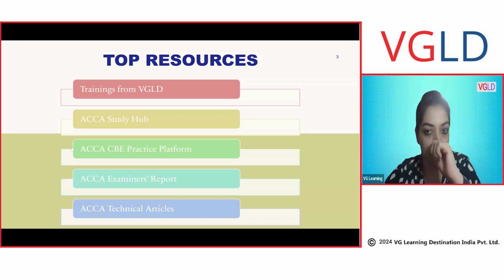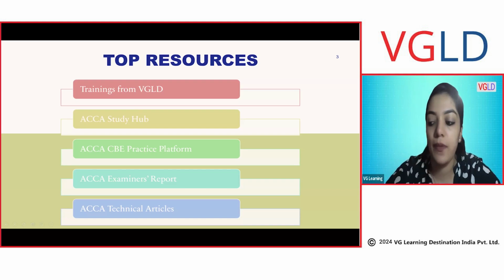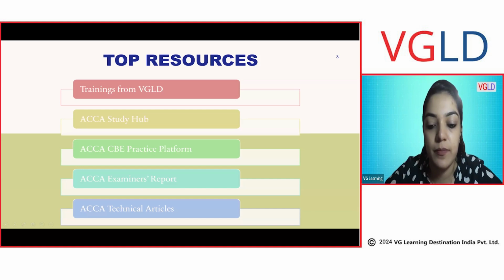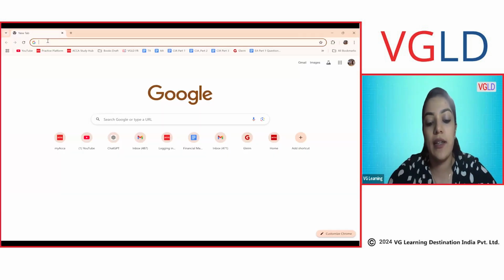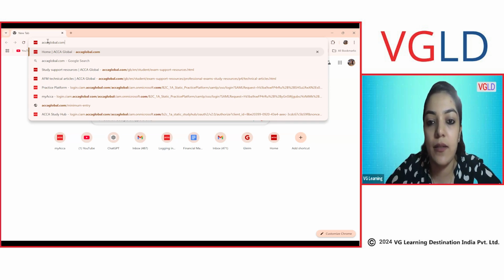The next resource which you see here is the ACCA Examiner's Report. I'll show you where you can get it. So do it along with me. Type accaglobal.com in your browser and enter.